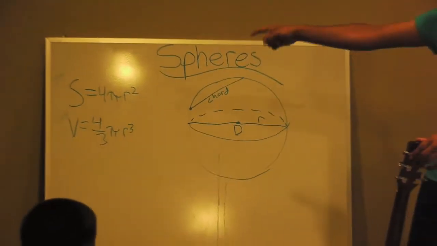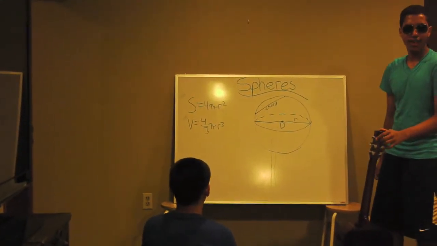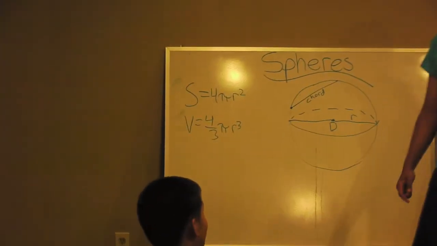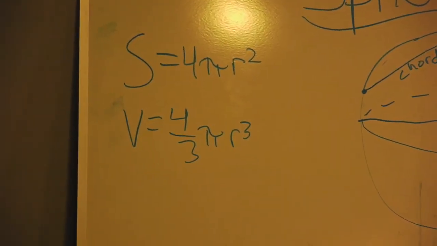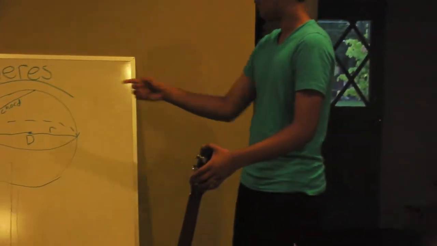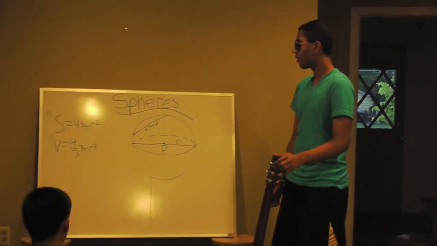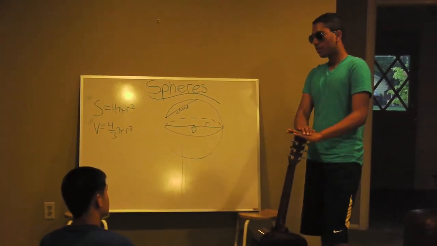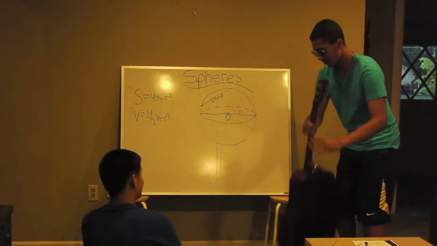Now you're ready for the surface area and the volume of the sphere. Surface area equals 4 pi r squared. You need to multiply by 4 because if it was a baseball, you can rip it apart and it would be 4 circles, or just about. Now the volume. Volume equals 4/3 pi r cubed. Any questions?